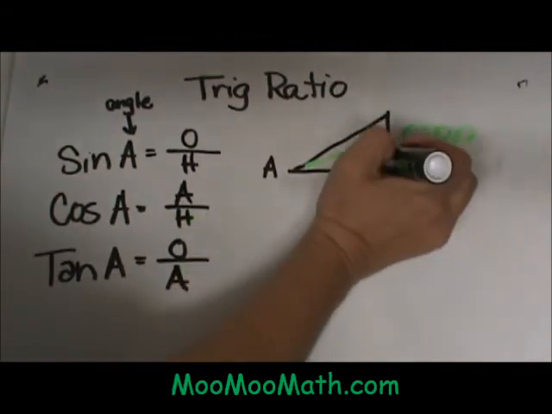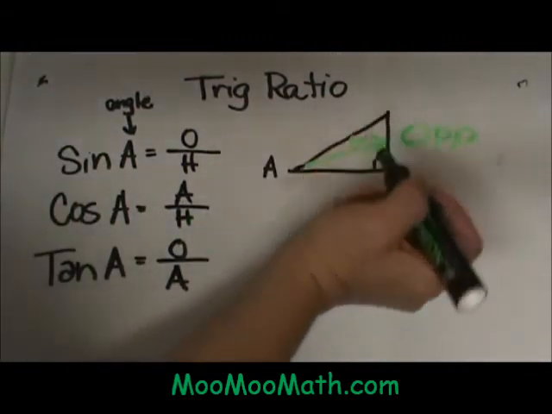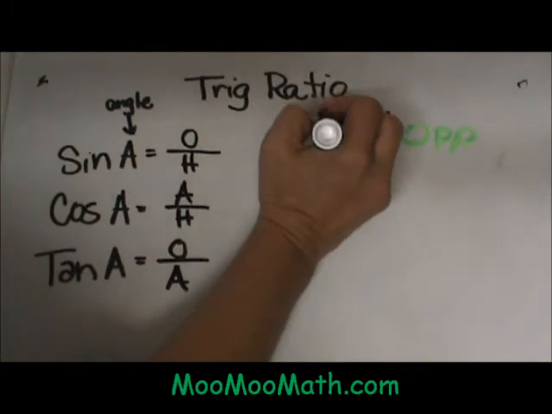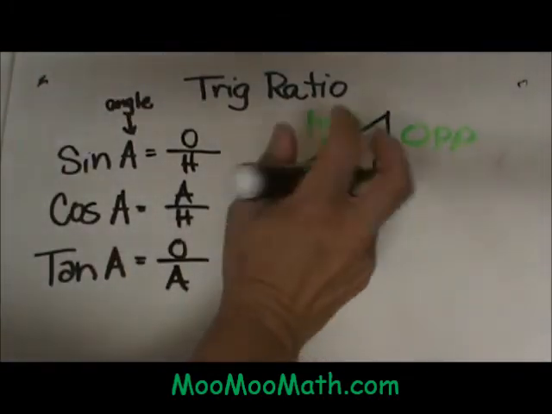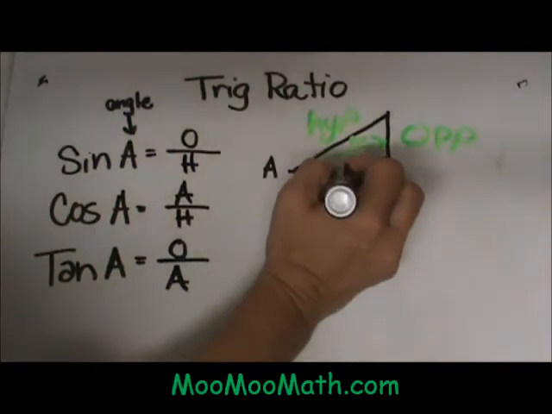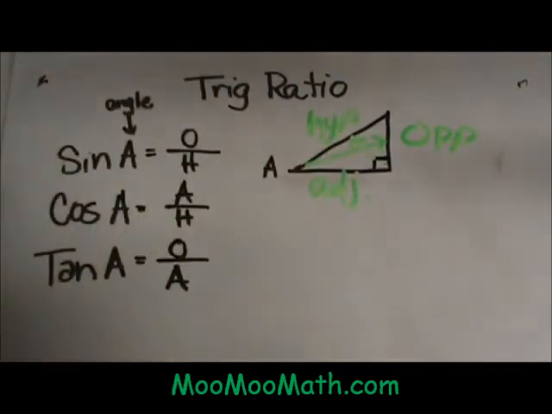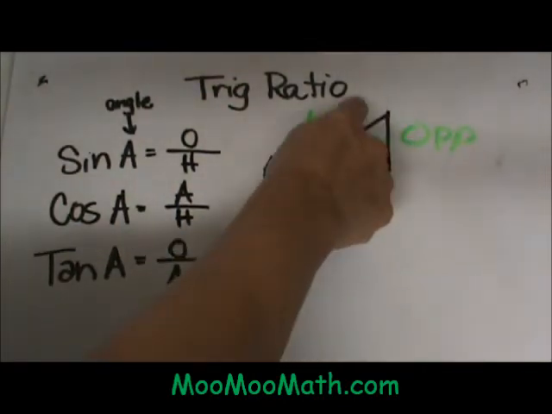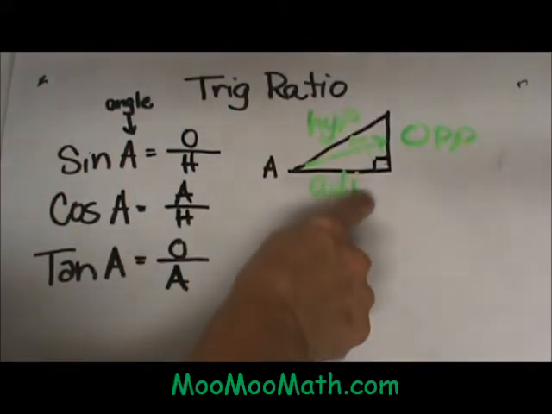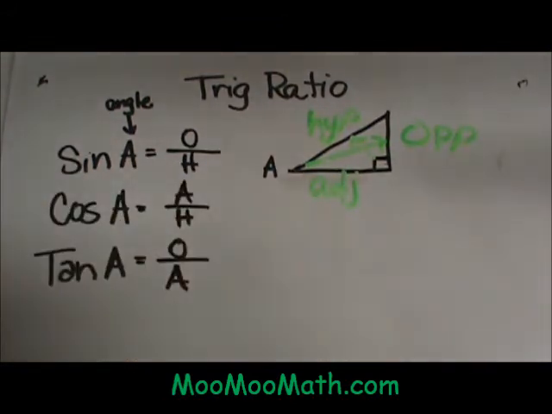The hypotenuse is always opposite the right angle, so this is our hypotenuse. And so the third side left is what we call the adjacent side. So we've got from angle A, opposite, hypotenuse, and adjacent. These three sides we're going to use to set up the three trig ratios.